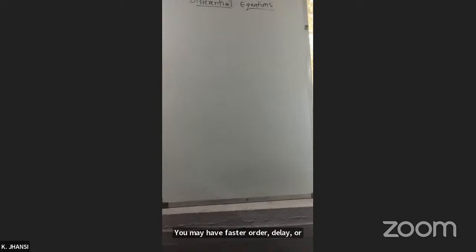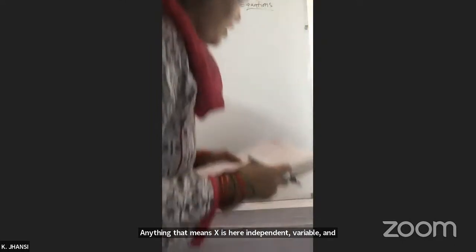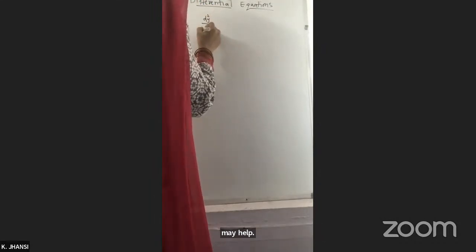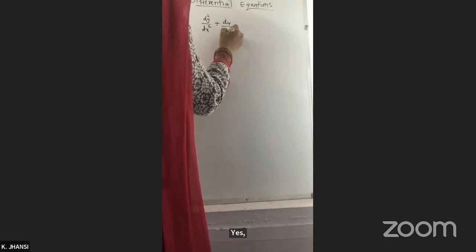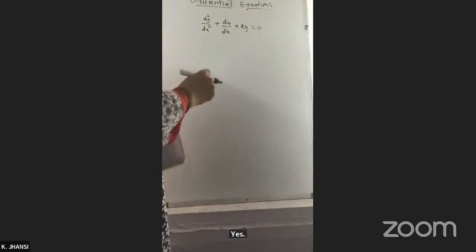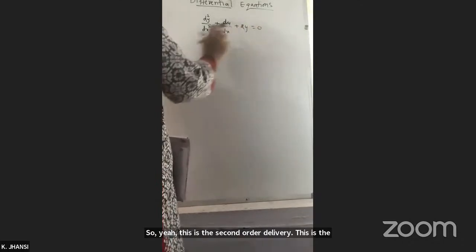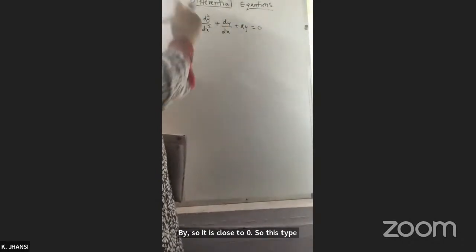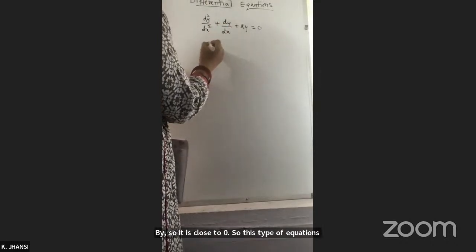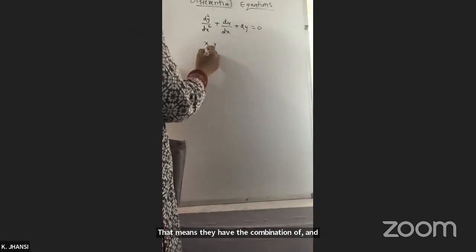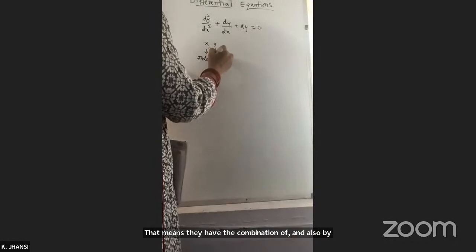You may have x square plus dy by dx into y plus d square y by dx square, like that, anything. That means x is the independent variable and y is the dependent variable. Also you may have d square y by dx square plus dy by dx plus 2y equals 0. Here this is the second order derivative, this is the first order derivative, and this is the dependent variable y, and it equals 0. This type of equation is called a differential equation. That means they have a combination of x and y, where x is the independent variable and y is the dependent variable.